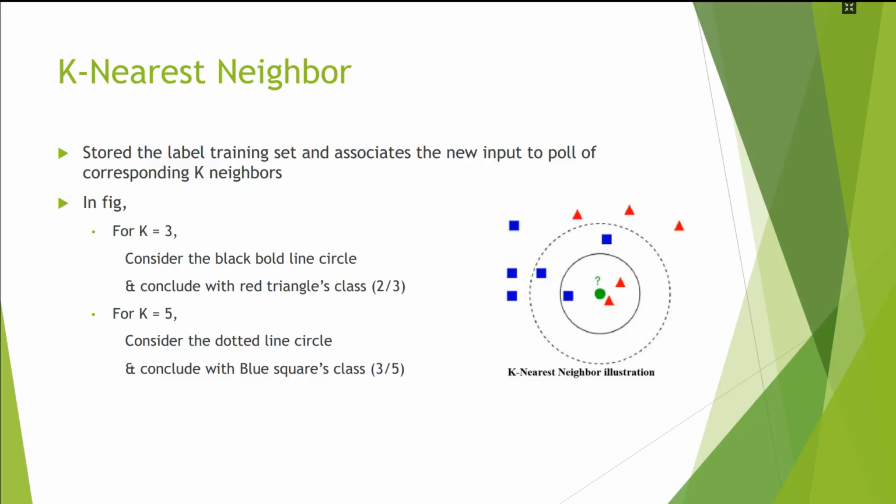But when we take k as 5, the circle becomes bigger, I mean the dotted line circle in the diagram. Now there are two red triangles and three blue squares near the new data. So we then classify the green into blue. So with the k value, the number of nearest neighbors, the classification will vary very much.